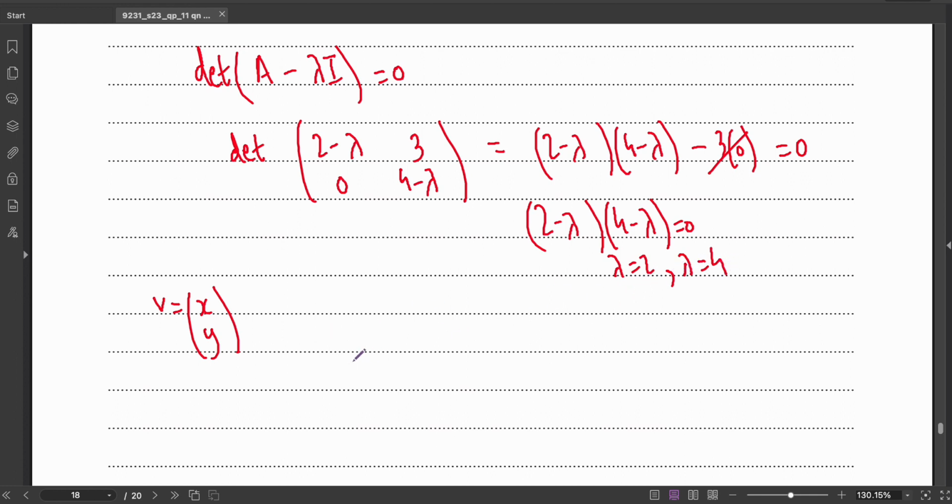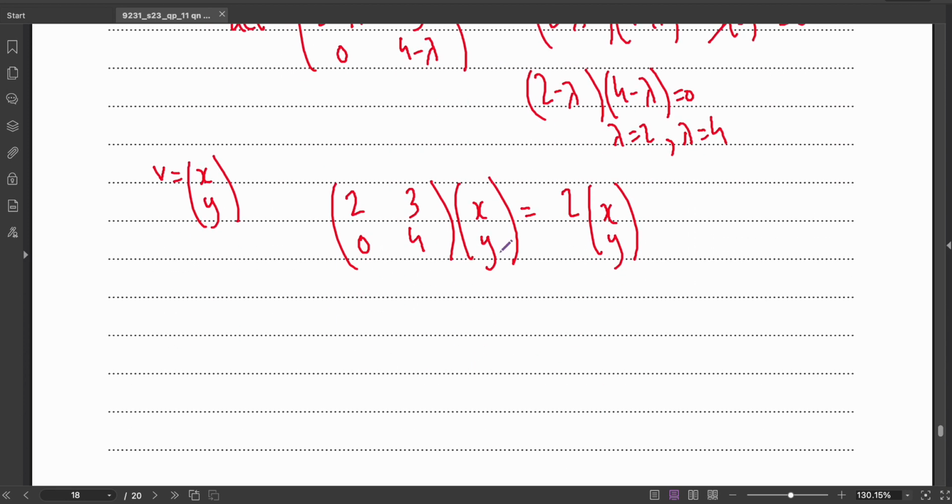So if you have 2, I have the original matrix 2, 3, 0, 4 multiplied by the eigenvector x, y is equal to 2 times x, y. Okay, now what do I do? Now I just have simultaneous equations to solve. I multiply these out, so I have 2x plus 3y is equal to 2x. I have one equation right there. And then I have 0x plus 4y is equal to 2y. So I have 4y is equal to 2y.